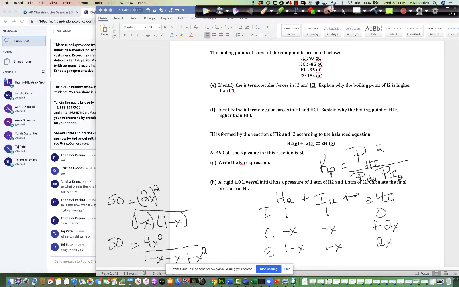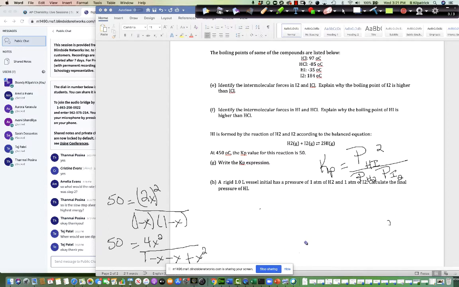Okay, so now I'm going to erase all this. Okay, so now multiply both sides by this equation. So 50 times this, and minus x, that's 2x. That's equal to 4x. All right, so now we're gonna get 50 minus 100x plus 50x squared.